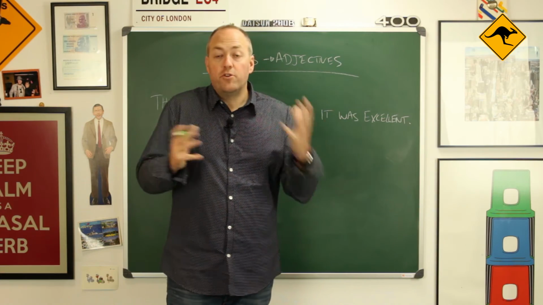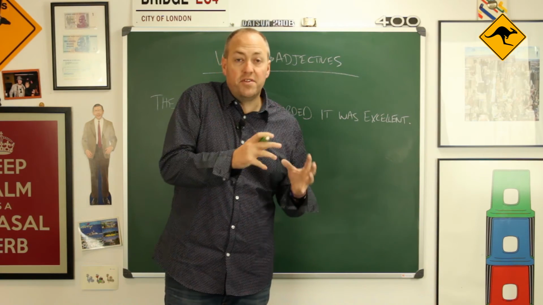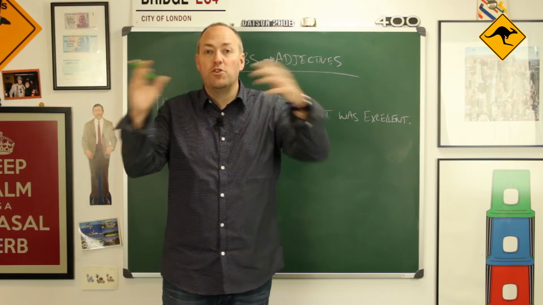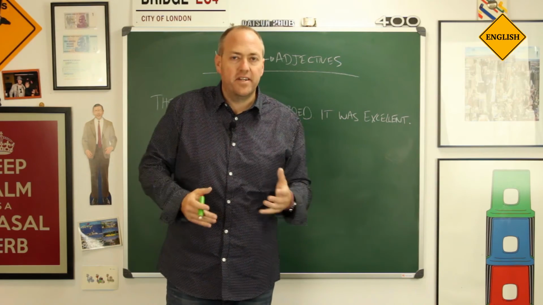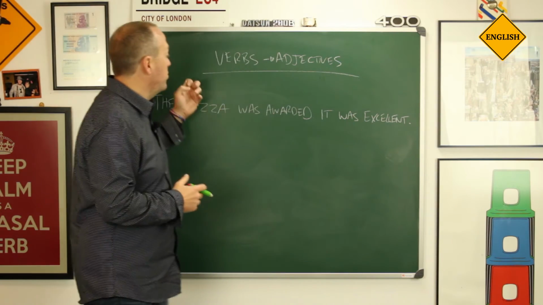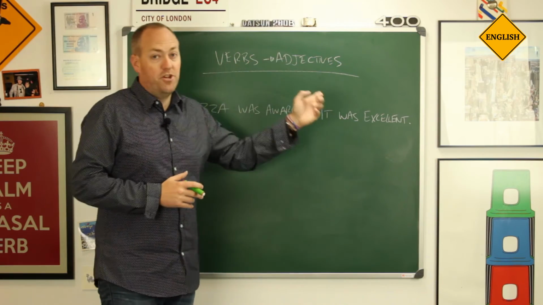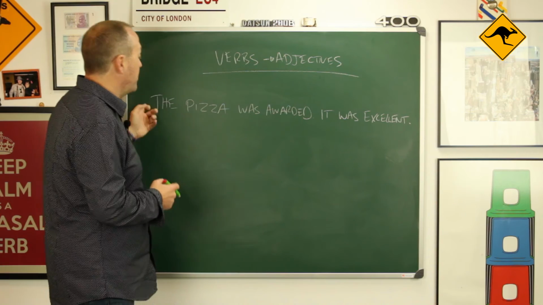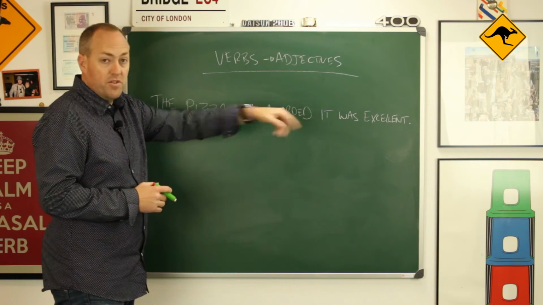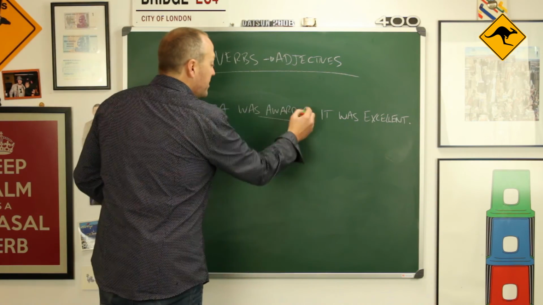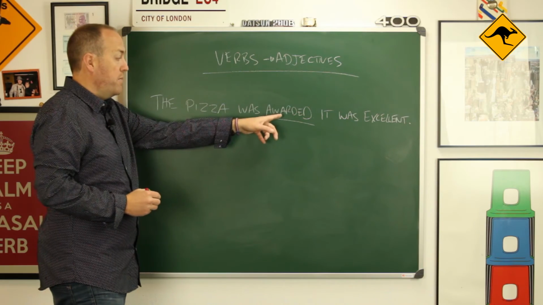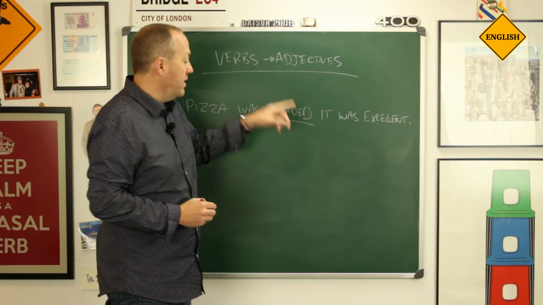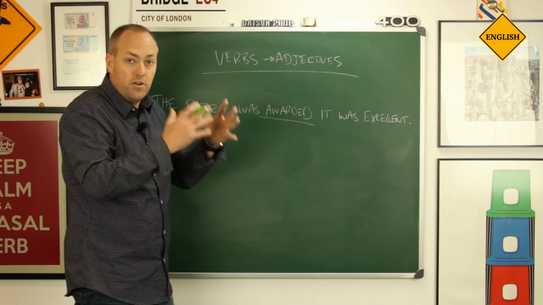What about some tips and tricks to help you turn your simple sentences into something which is more complex and exciting? So my first trick is to turn verbs into adjectives, and this will help you to make better sentences. So in this case, "The pizza was awarded, it was delicious." Let's take this verb here and let's eliminate this and turn it into one sentence.